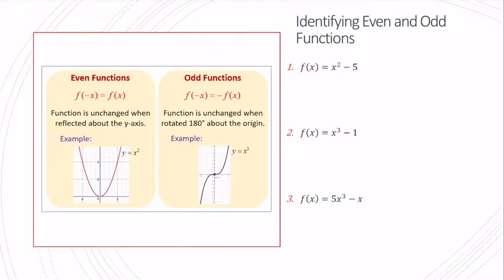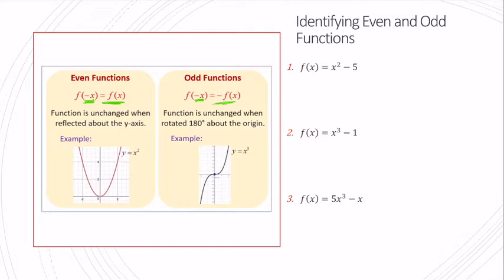So in order to identify even and odd functions, we're going to be substituting in negative x for x. If I find that when I substitute in negative x, I get f of x unchanged back out, the function is even. If I plug in negative x and I get negative f of x, so the negative of our original function out, then our function is odd.